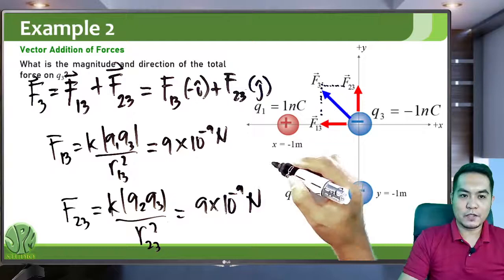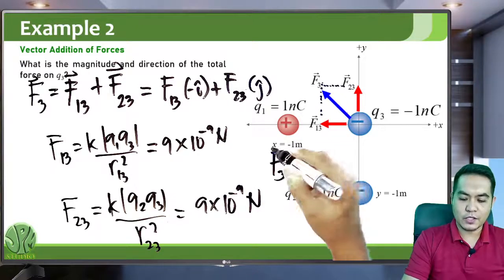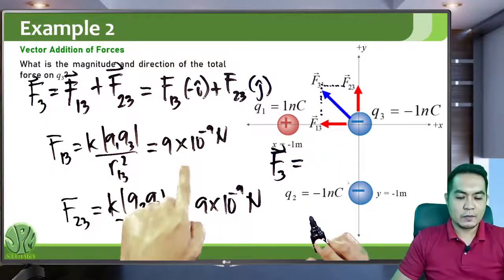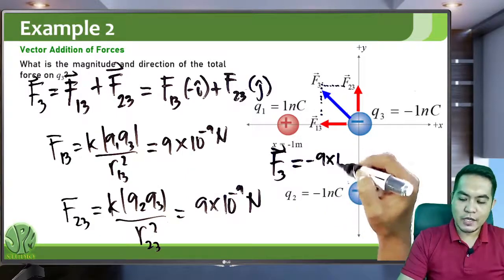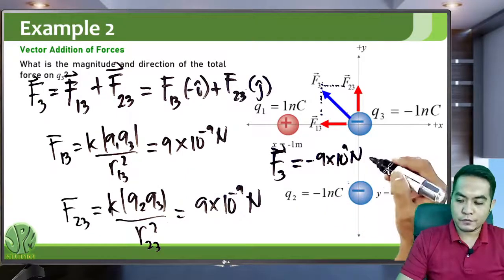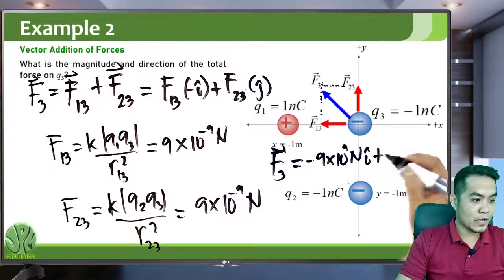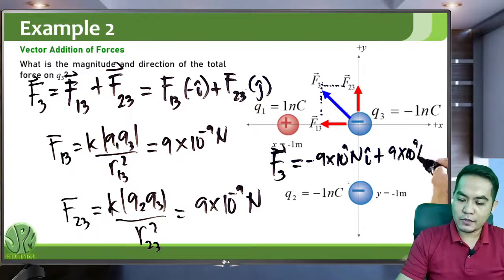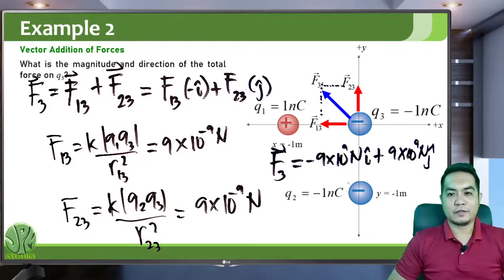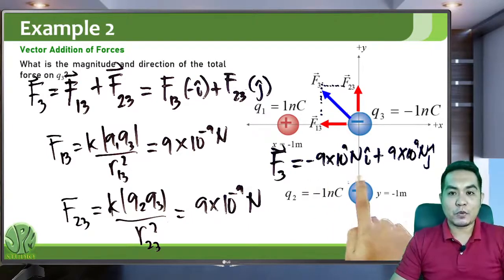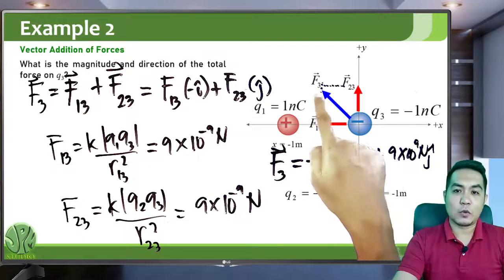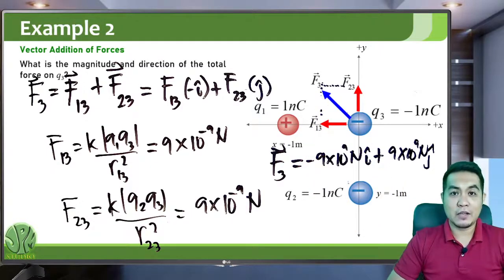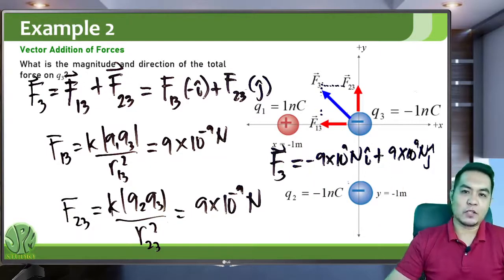So your total force vector on Q3, the total force exerted on Q3 will be, substitute this on that, you will get -9 times 10 to the -9 Newton I hat plus 9 times 10 to the -9 Newton J hat. So it has a negative x component, and a positive y component, therefore it is in quadrant number 2 as we have predicted. So it's in quadrant number 2.